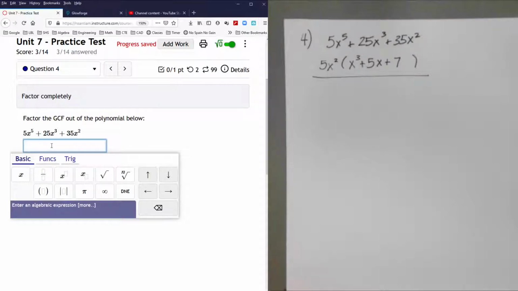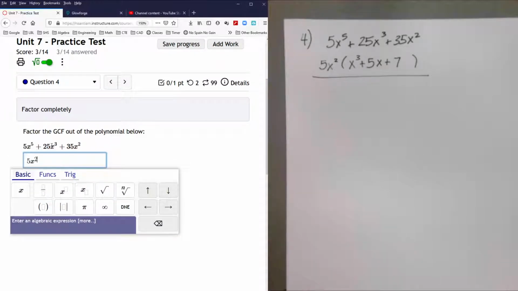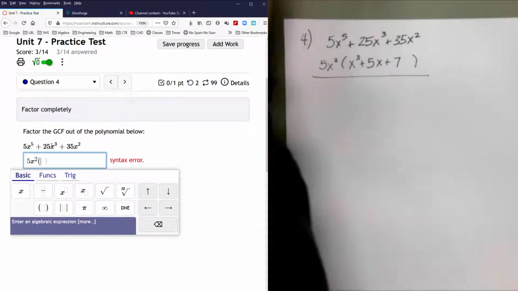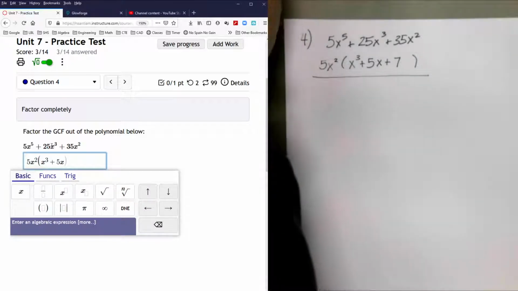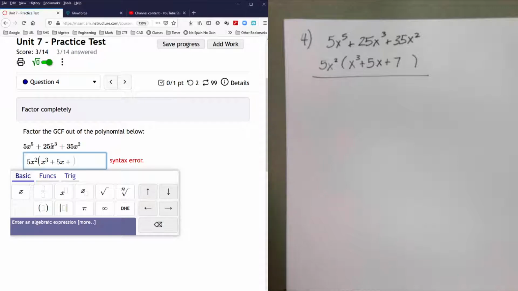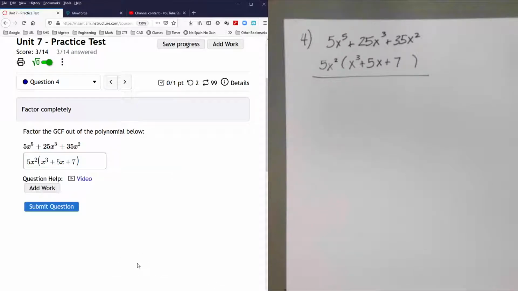Okay, they're asking you to factor this, so I'm going to put the whole thing in. This is 5x to the 2nd power times x to the 3rd power plus 5x plus 7. Double check that we got all that right. Looks good.